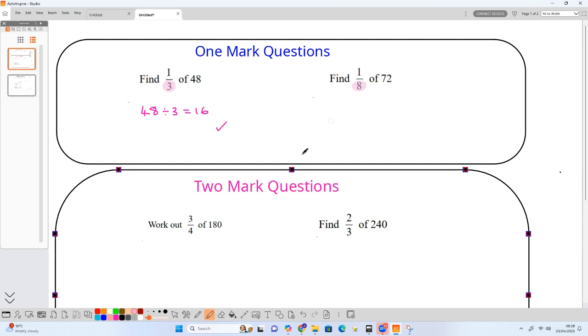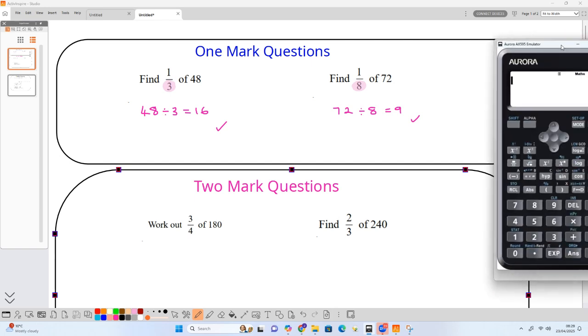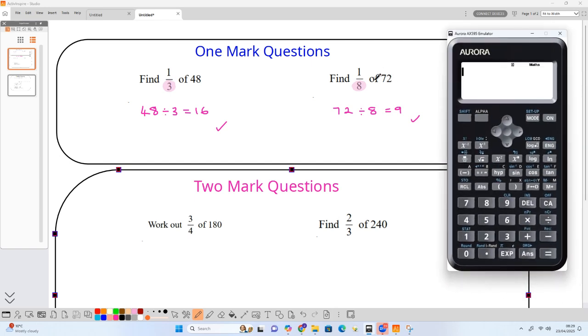To find an eighth, therefore, we're going to divide the amount by 8. So 72 divided by 8 would give you the answer for that one. And 72 divided by 8 is 9. So they're your 1 mark questions, just finding when the numerator is 1 on the top.